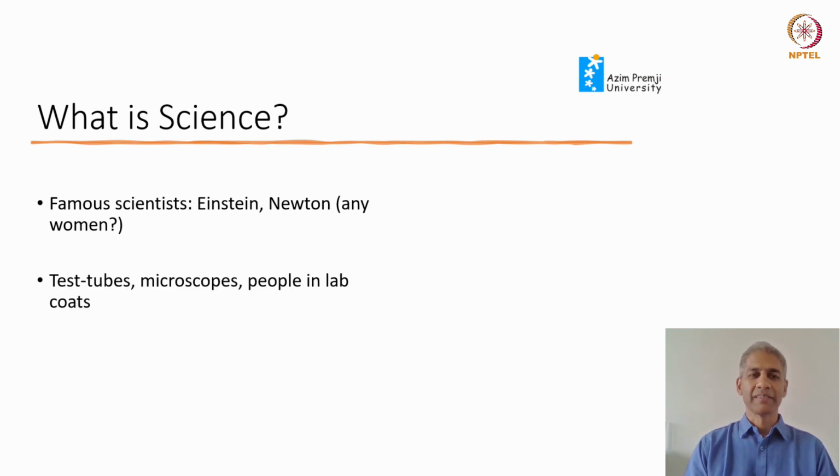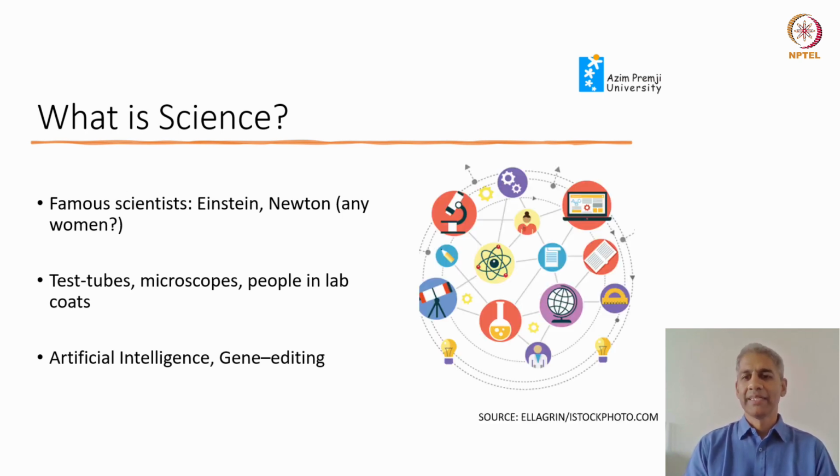Or, for instance, we have certain other images in our head about test tubes and colored liquids or microscopes, people in lab coats as seen in advertisements or movies. Or we associate science with technology, things we read about or watch documentaries about. Most recently, there has been a lot of talk about artificial intelligence and chat GPT or gene editing via the CRISPR Cas9 system.